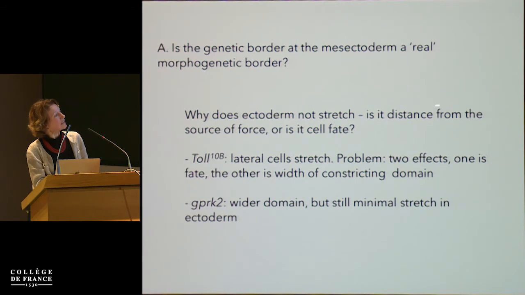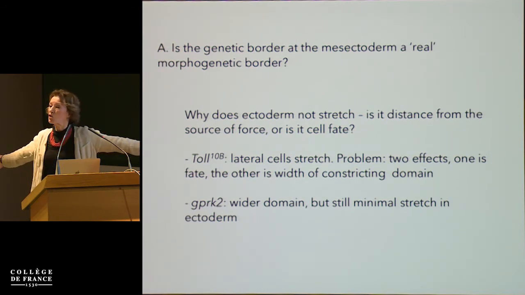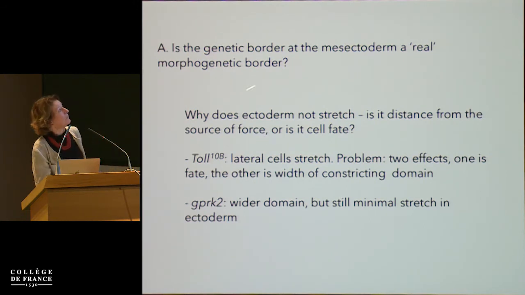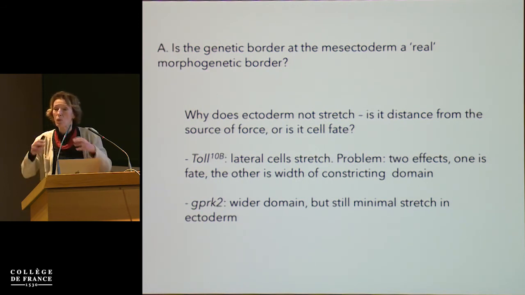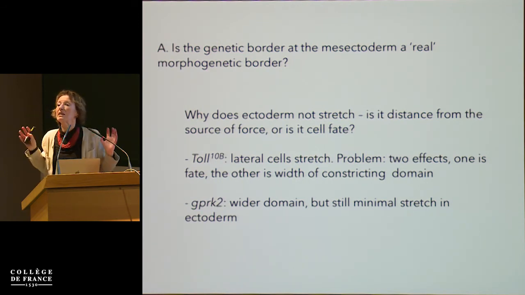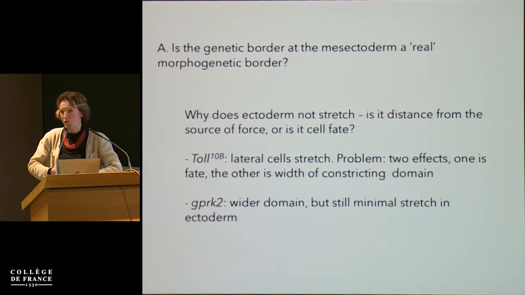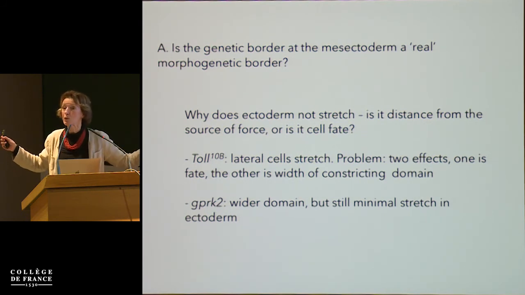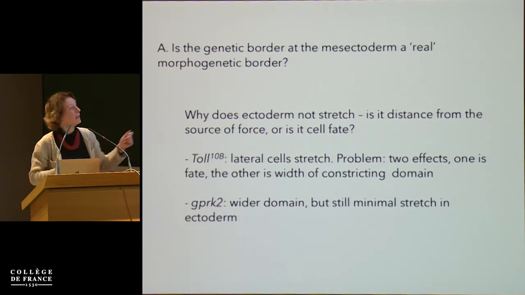So why does the ectoderm not stretch? It could be because it's just too far away, because there's viscosity in the system and it's too far away from the source of the force. That is unlikely because in a certain type of mutant embryo where the whole embryo thinks it's mesoderm, but you still get a furrow forming on the ventral side, then the lateral cells stretch. So the force is sufficient to reach the lateral side.